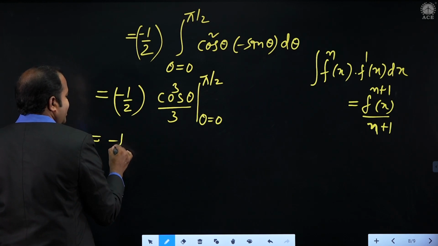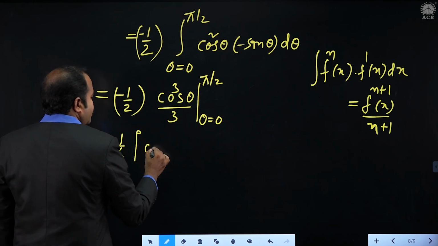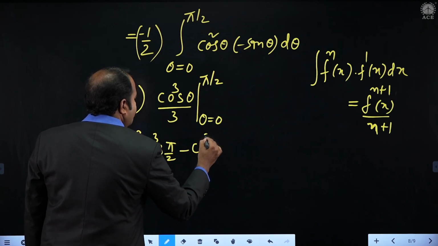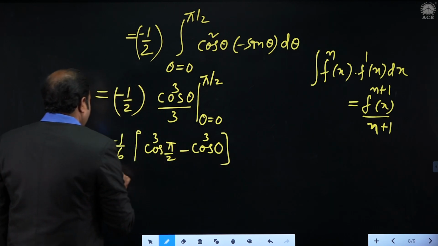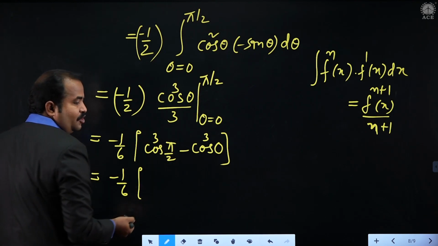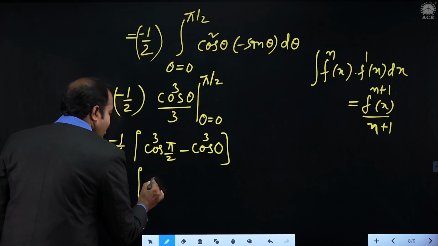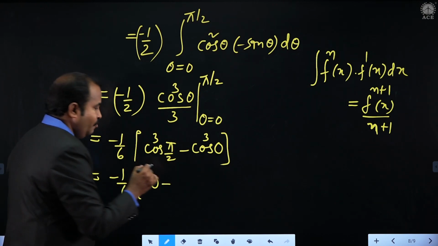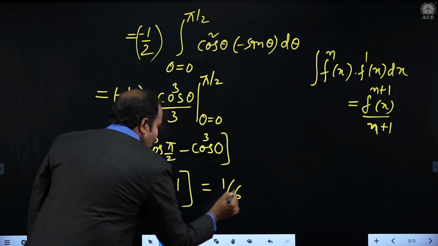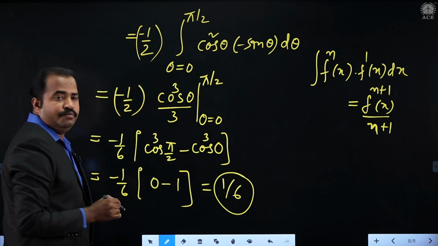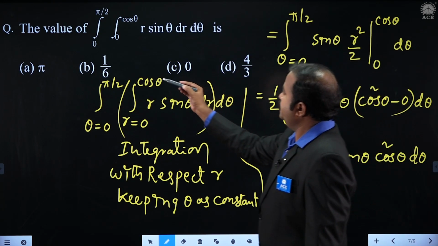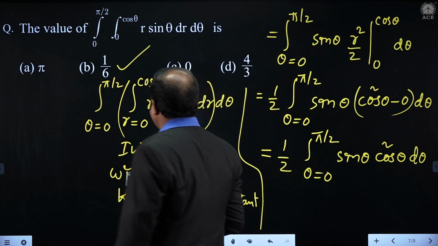So, this is equal to minus 1 by 6, cos cube pi by 2 minus cos cube 0 only. So, this is equal to minus 1 by 6 into, we know that cos pi by 2 value 0 only, minus cos 0 value 1 only. So, finally what is the answer? 1 by 6 only, right. So, this is the value of the integral. Look at once. Therefore, which option? Option B is the correct one.